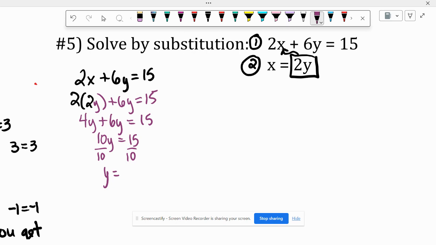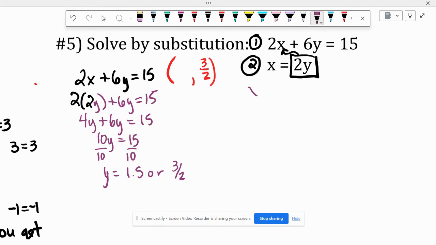So you need to have a fraction answer. So y is 1.5 or 3/2. So I'm just going to write that up here. It's my y coordinate, 3/2. Okay. Now, how do I find the x coordinate?